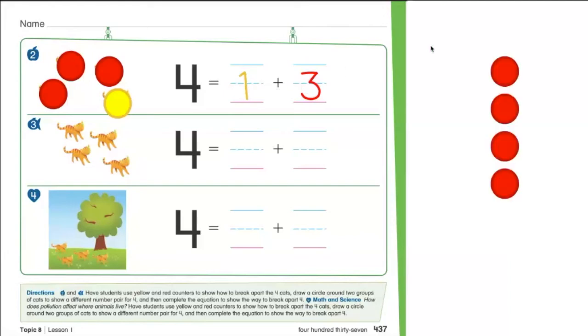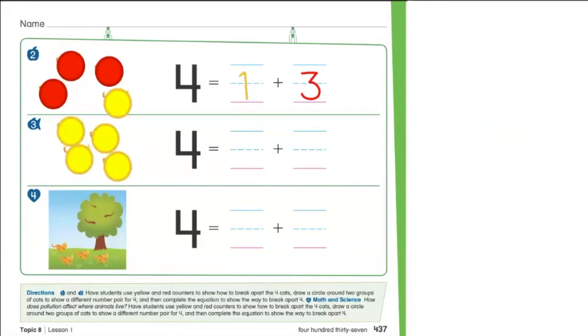Great job. Now I'm going to get out my 4 counters again because we're still breaking apart 4. We're breaking apart the group of 4 cats. I'm going to use red and yellow counters to show how I'm breaking up the 4 cats. All right. So when you're circling your cats, are we going to have 2 separate circles for this one? No, we're only going to have 1 circle around all cats because there are no red counters.